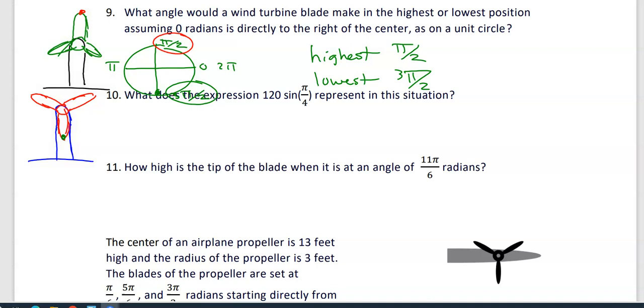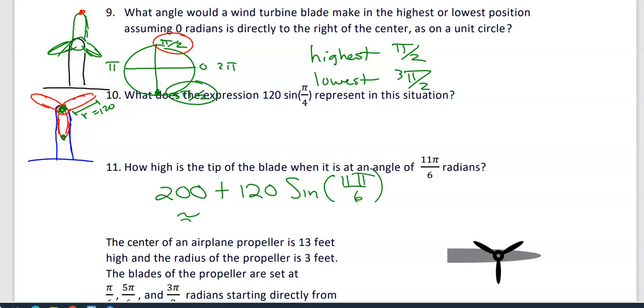And then the last problem is asking you how high the blade is above the ground. So you have the 200 feet, which is where the pivot is, where the blades are rotating. So you have about 200 feet plus the sine of 11 pi over 6. You have to keep in mind that the tip is 120 feet, so that's our radius. The radius isn't 1. It's 120 sine of 11 pi over 6.